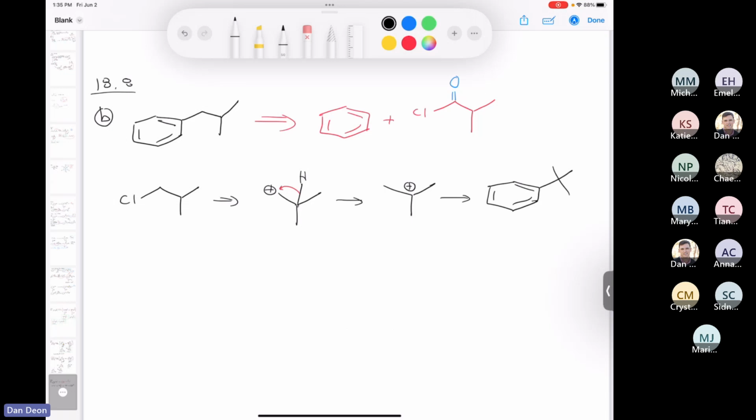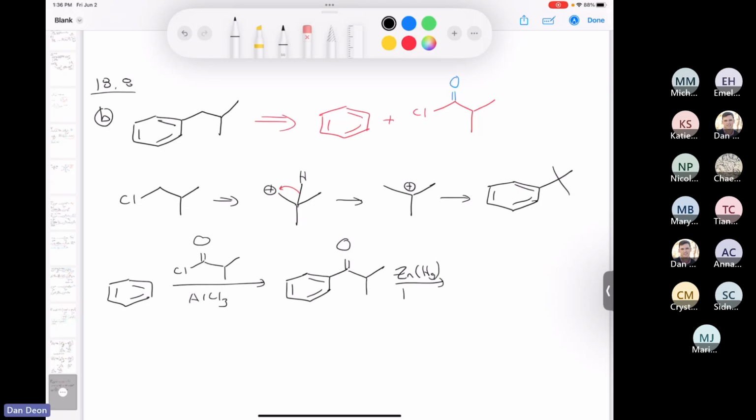And so we need to do an acylation followed by a Clemmensen reduction. So let's write the whole thing down. We have our benzene. That's going to react with our acyl or acid chloride like this in aluminum chloride. So we install our acyl group like this. And then we do the Clemmensen reaction, which is zinc with a mercury amalgam in HCl. And we heat that up, and that's going to give us the desired product.